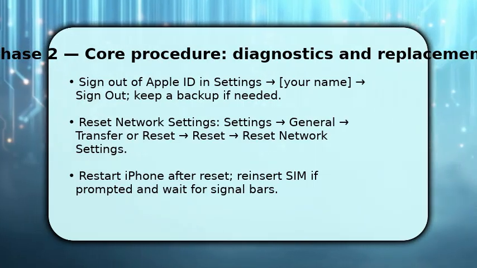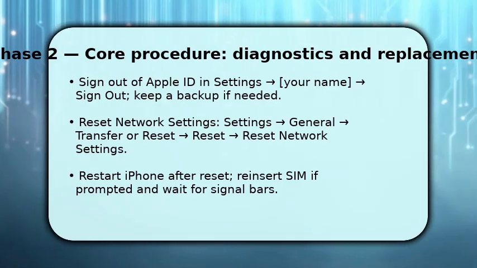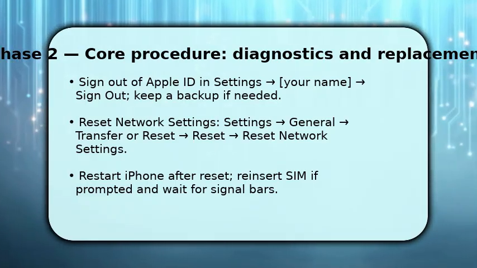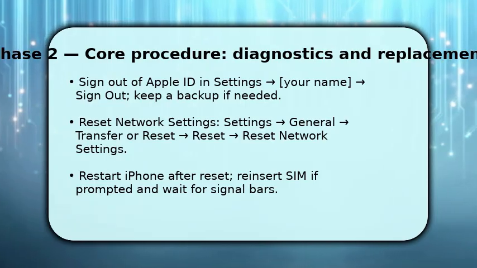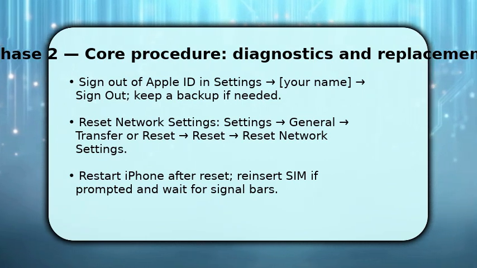After the reset completes, restart the iPhone, then reinsert the SIM if you removed it earlier. Wait for full signal bars before proceeding. This ensures the phone can receive the verification SMS or carrier handshake reliably.